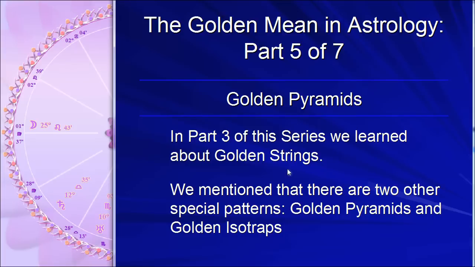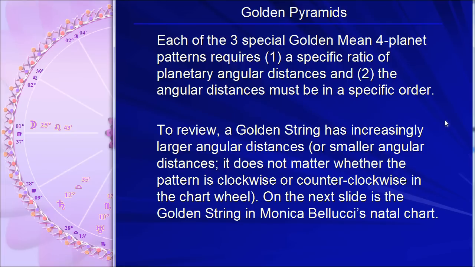I described what golden strings are in part 3. In this video I will describe what golden pyramids are, and in the next video I will describe what golden isotraps are. Now each of these 3 very special golden mean 4-planet patterns requires a special ratio of planetary angular distances, obviously. So you have 4 planets arranged in a certain way, particular angular distances between them, and also the angular distances must be in a particular order.